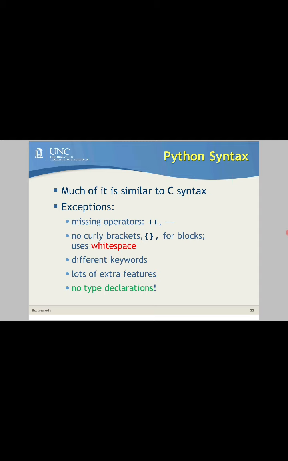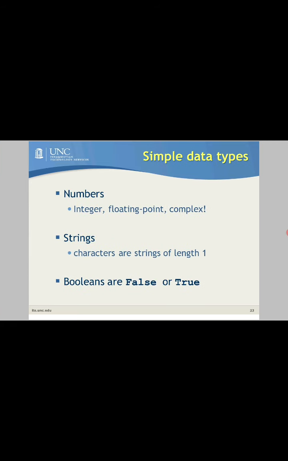What are the differences, or exceptions, with the C language: missing operators, no curly brackets, no blocks, uses different keywords, lots of extra features, no type declarations. So these are the differences in Python compared to the C language.